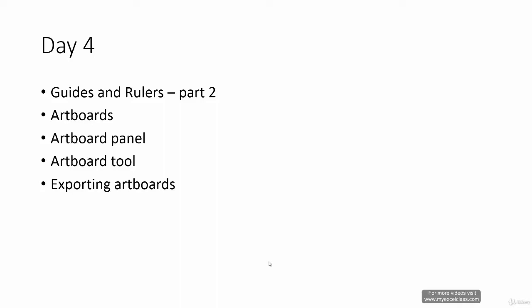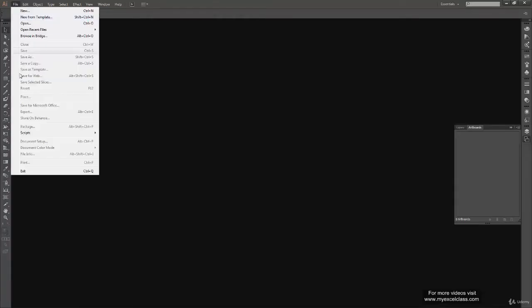And then we will see about artboards. Now, what are these artboards? We have covered a little bit of it in the Day 2 video, Day 1, I think. But today we are going to explore this option in detail. Then we'll see about the artboard panel and what options we get with the artboard panel. Then we'll see about the artboard tool, how it works, and exporting your artboards. So if you want to export all of your artwork scattered around different artboards, how can you do that?